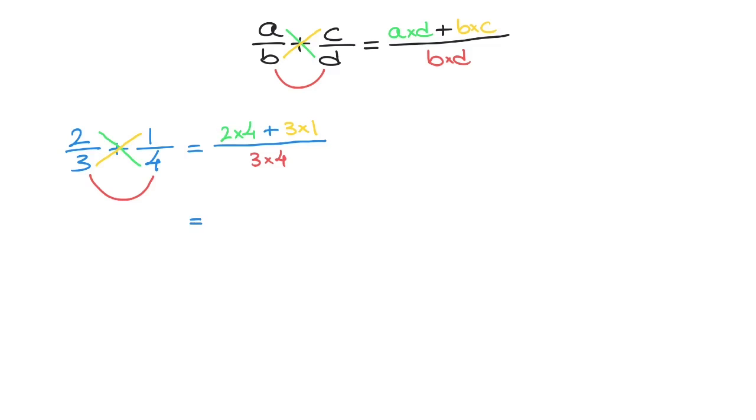So on the numerator, we have 2 times 4, which is 8, plus 3 times 1, which is 3. On the denominator, we have 3 times 4, and that's 12. We carry on. On the numerator, 8 plus 3 is 11, and the denominator is still 12. And that's it. We've just added these two fractions together using this formula. Now, the good news is we can use the same formula for subtracting. And let's see how that's done.